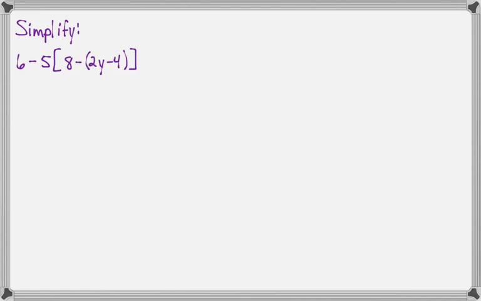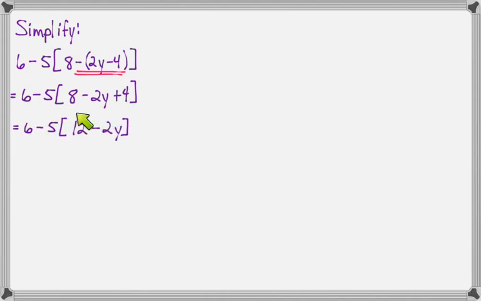So, let's copy everything the same, but negative 2y is here, and negative 4 makes plus 4. Alright, now, inside the bracket, can you combine any like terms? Yes. 8 plus 4 is 12. So inside the bracket, I get 12 minus 2y.